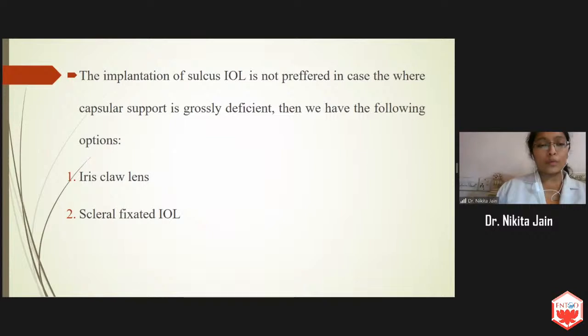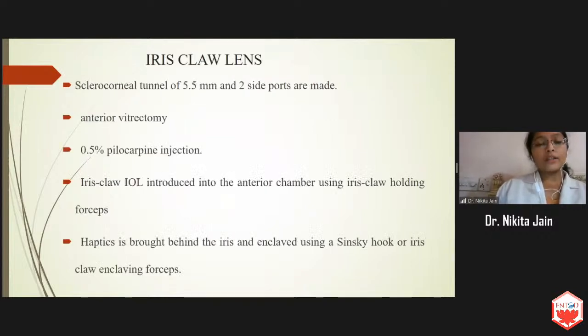Then we have the following options: iris claw lens and scleral fixated IOL. The iris claw lens can be placed by making a sclerocorneal tunnel of 5.5 mm. Two side ports can be made at 3 o'clock and 9 o'clock positions. Anterior vitrectomy is done. 0.5% pilocarpine is injected to ensure good pupillary constriction. The IOL can be introduced in the anterior chamber using an iris claw holding forceps.